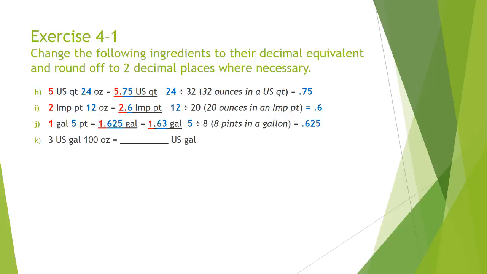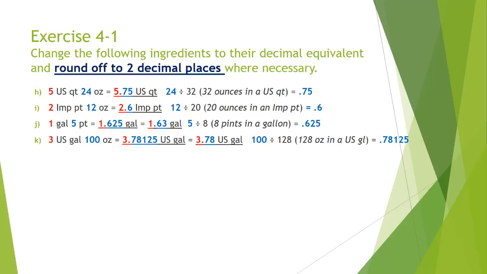Up next, 3 US gallons and 100 ounces needs to be converted to its decimal equivalent in US gallons. Doesn't change. We're going to have 3 whole US gallons. Now we need to know how many ounces there are in a US gallon, and that is 128. And 100 divided by 128, the amount of ounces in a US gallon, gives us an unrounded answer of decimal 78125. So there's our unrounded answer, but of course we need to round to 2 decimal places, and we end up with a final answer of 3.78 US gallons.